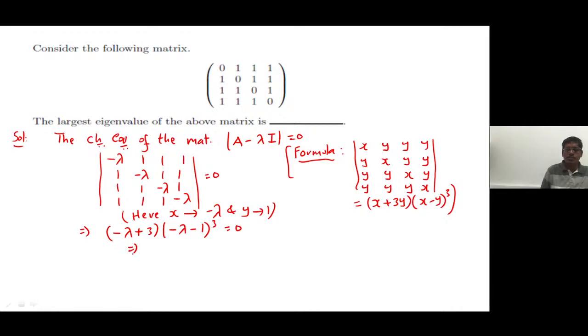Each factor equal to 0. You will be getting lambda is equal to 3, minus 1, minus 1, minus 1. So minus 1 has a multiplicity of 3, that is repeated 3 times. So this is smallest. A negative number is always smaller than a positive number, whether integer or fraction. And this is largest.